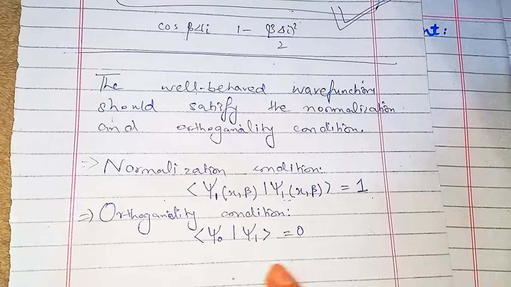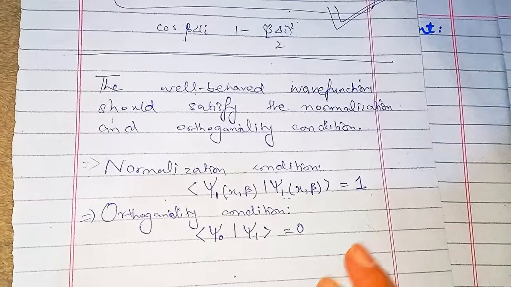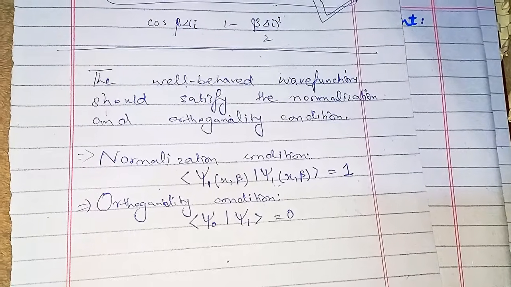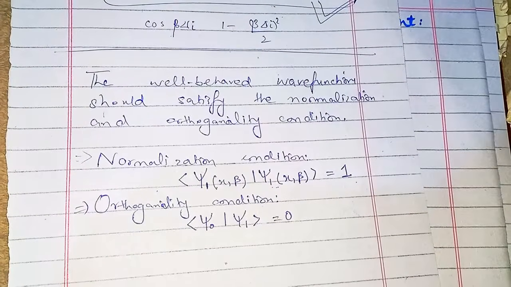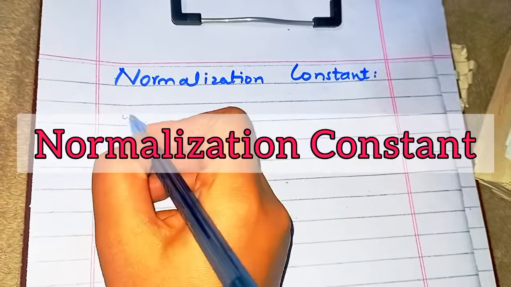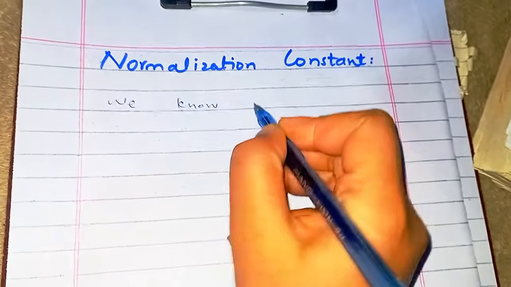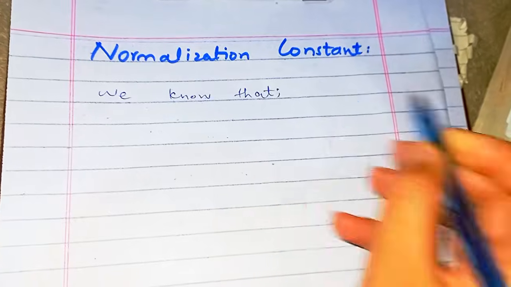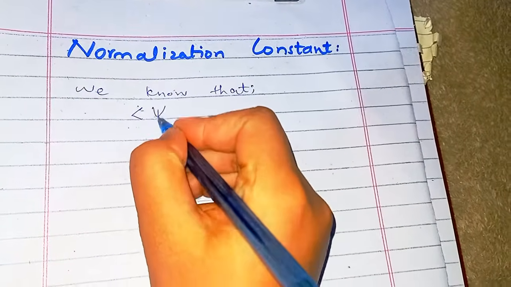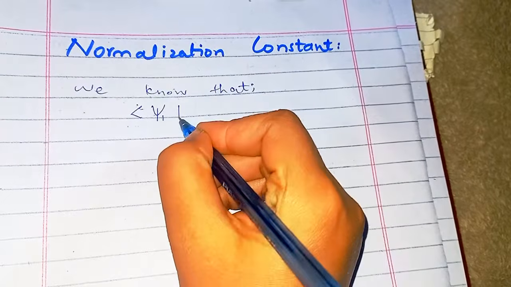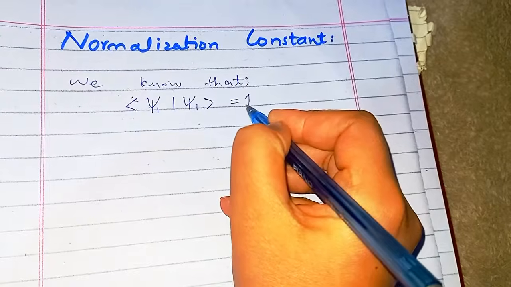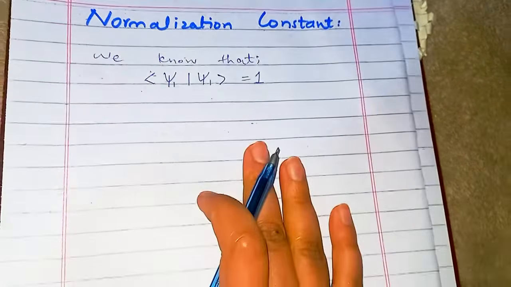After finding it out, we'll be calculating the energy for the first excited state, and then we'll automatically calculate the wave function for the first excited state. Here we go with the normalization constant, and we know that the normalization condition is psi 1. I'm not using it as a function of something like that. I'm just using it the way it is.